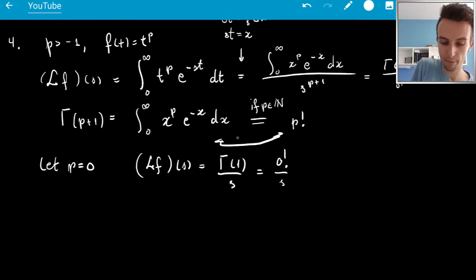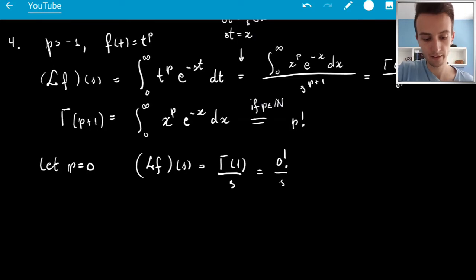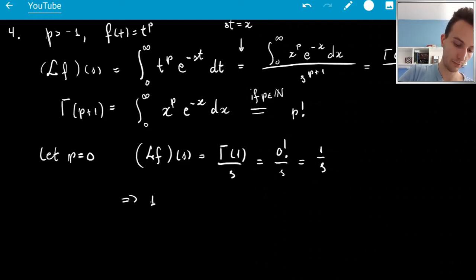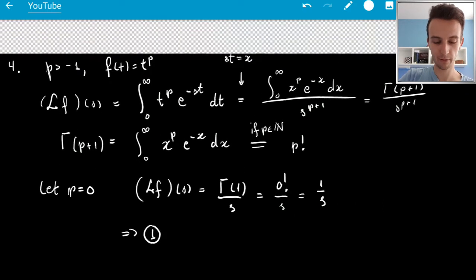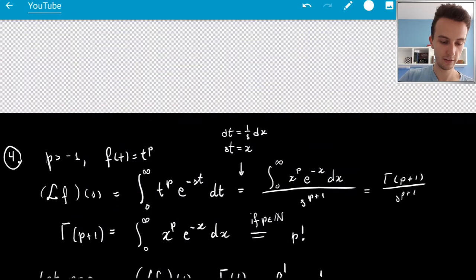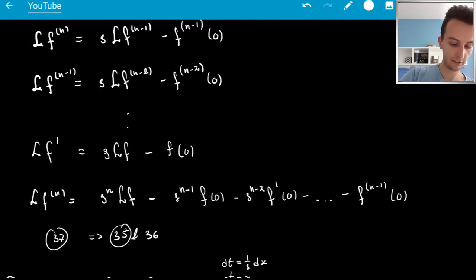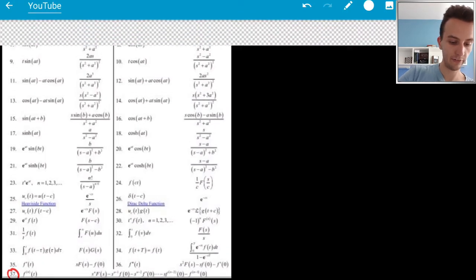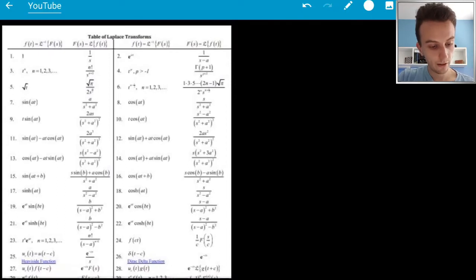So it's much easier to remember this equality than it is to remember this equality. And you'd kind of wish that mathematicians would have called this gamma of p, but unfortunately they didn't, and I don't know why. Okay, so this is 0 factorial over s, and 0 factorial is 1, so this is 1 over s. So this gives us property 1. Maybe if I'm writing properties, I should circle them. Yeah, instead of the dot. So that was number 1.